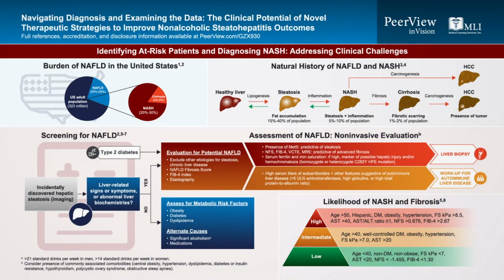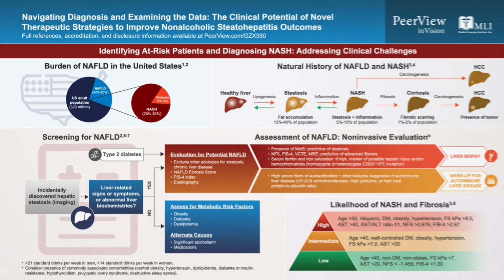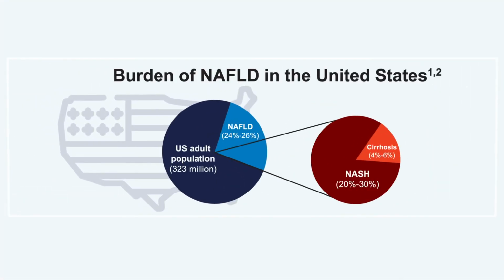As you know, non-alcoholic fatty liver disease is the most common cause of chronic liver disease in the United States, as well as worldwide. We think about 1 billion people may be afflicted with non-alcoholic fatty liver disease globally. In the United States, we think approximately 80 to 100 million Americans may have non-alcoholic fatty liver disease.